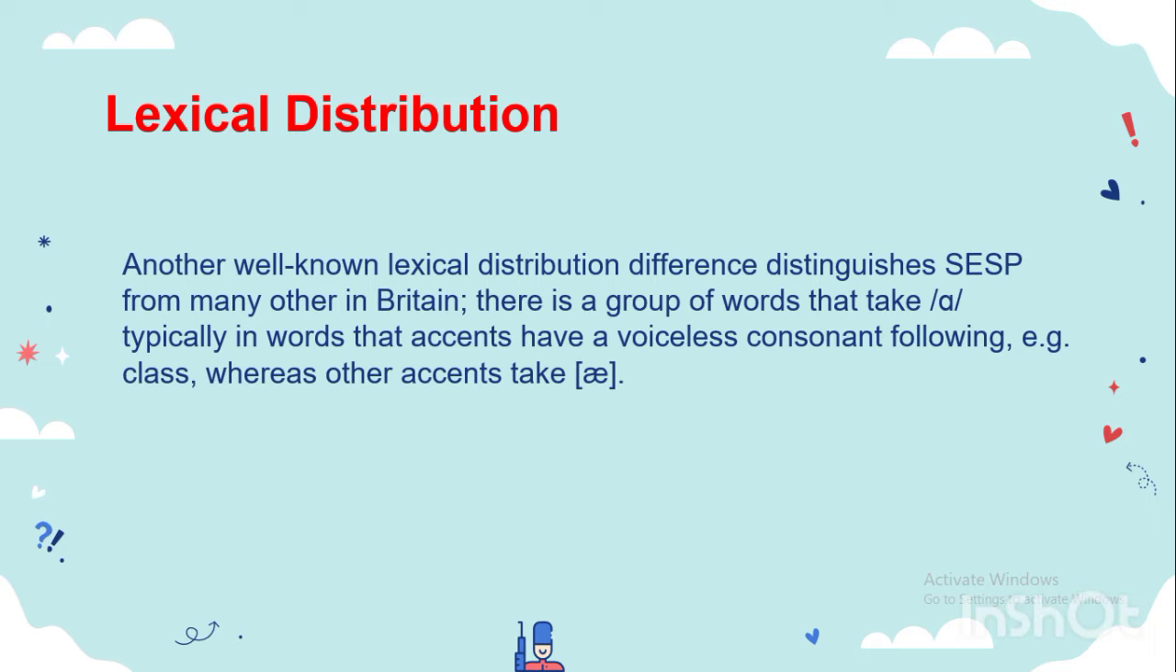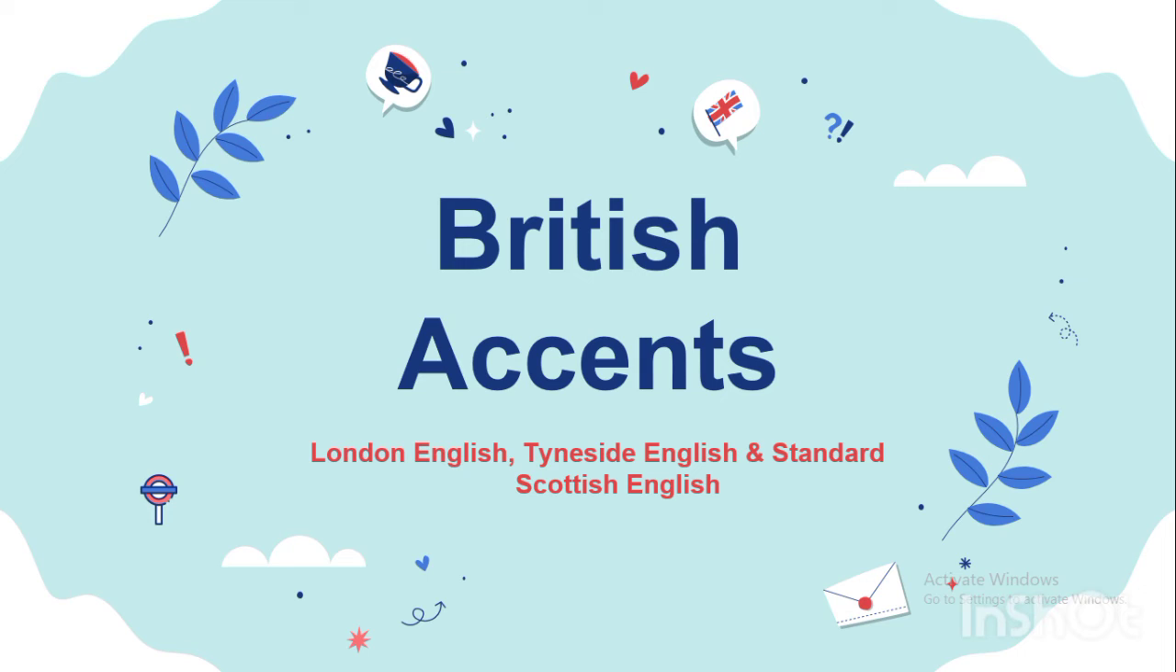These four kinds of difference affect both consonants and vowels, and also word stress. There are a number of instances of word stress differences between British and American accents. Now let's discuss British accents. The British accents that we are going to explain are London English, Tyneside English, and Standard Scottish English.